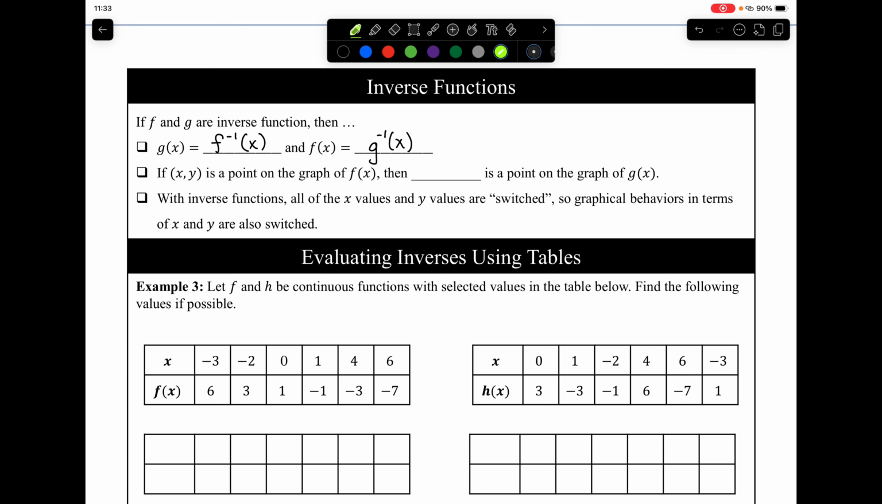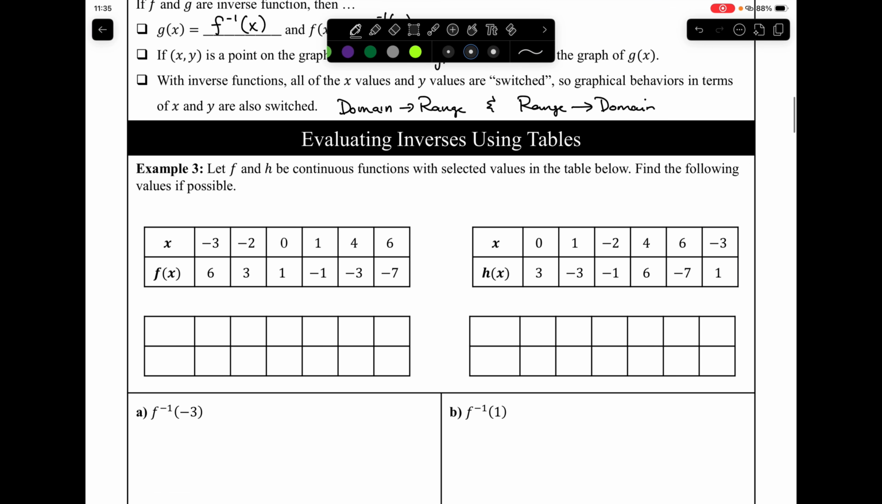And now second, because the main concept of finding the inverse is simply switching, if x, f of x is a point on the graph of f, then the inverse is going to simply flip the order of those two things. f of x and x is going to be a point on the graph of the inverse. Remember, g of x is the inverse. So within inverse functions, all the x values and y values are switched. So graphical behaviors in terms of x and y are also switched, meaning that your domain is going to change to your range, and the values that are referred to as range are now going to become your domain.